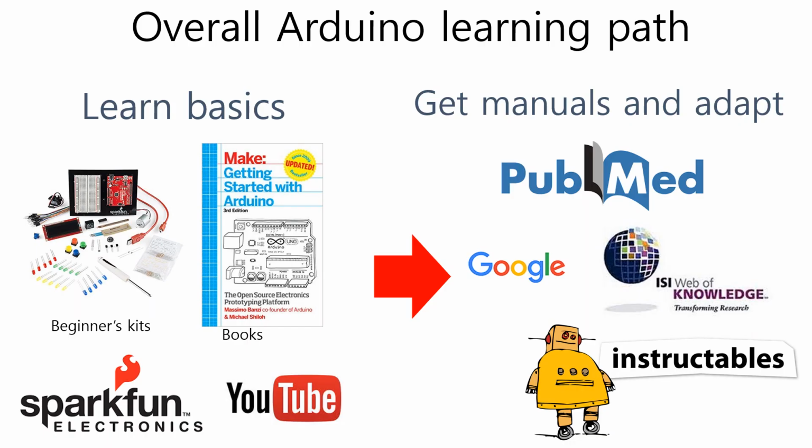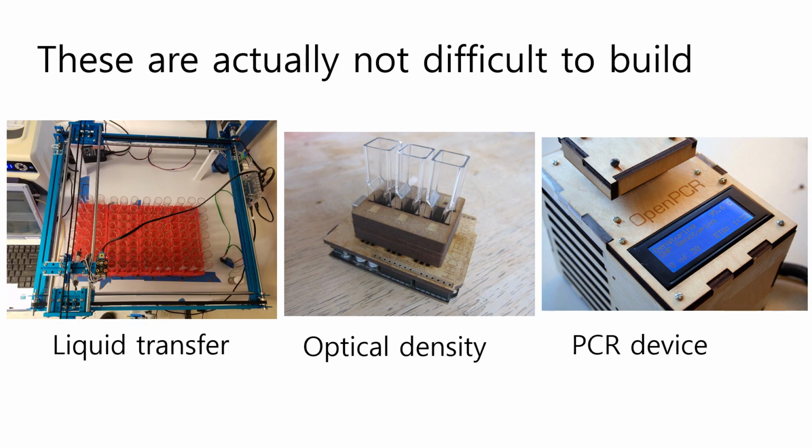This is a diagram of overall learning path. First, you learn basics from beginner's kit I mentioned, and you can also read introduction books from Make. There are tons of great online tutorials from SparkFun Electronics and YouTube to learn basics. Then you move on to building your experimental tools by following or modifying building manuals available online. Academic journals with building manuals can be found from PubMed and ISI Web of Knowledge. Of course, Google finds manuals on almost anything you want to build. Also, Instructables website has lots of manuals.